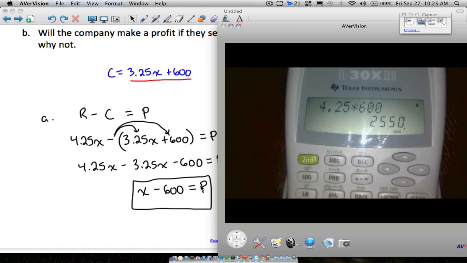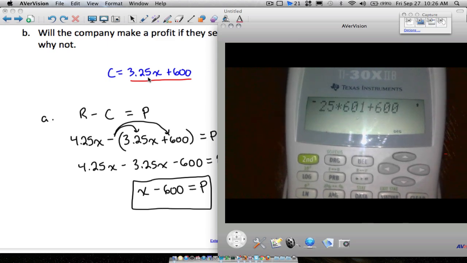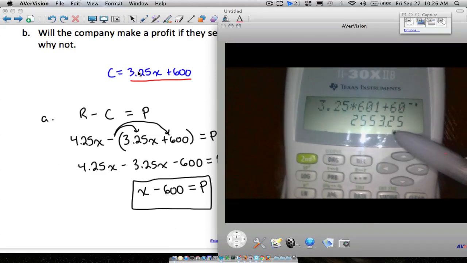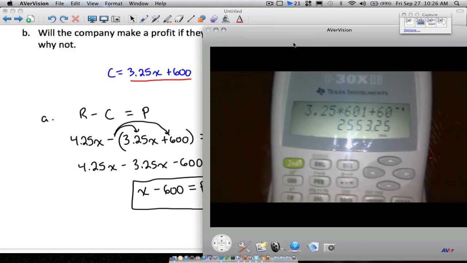But now, suppose they were to make and sell 601 pints of ice cream. How much would it cost them to make 601 pints of ice cream? Let's find out. The cost is $3.25 times the number of pints they made plus the additional $600. I'm getting that from the cost function. So it's going to cost them $2,553.25 to produce 601 pints of ice cream.